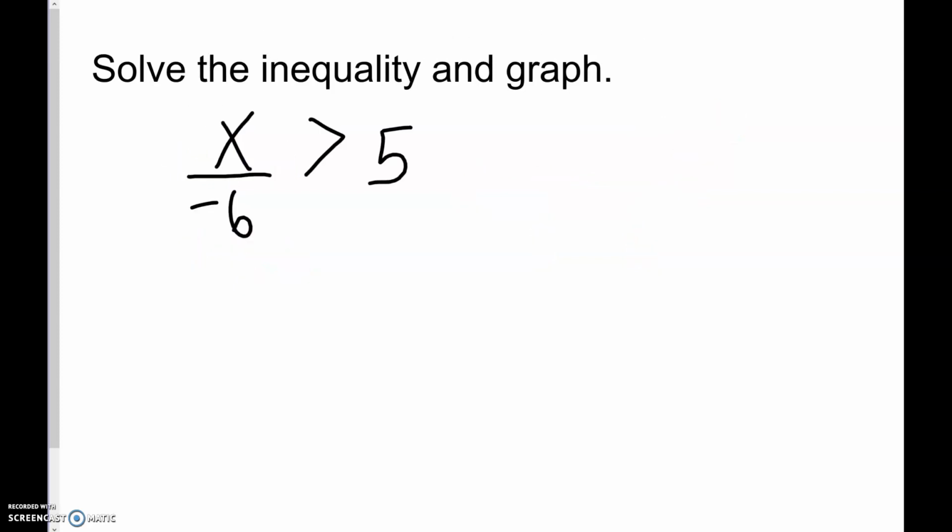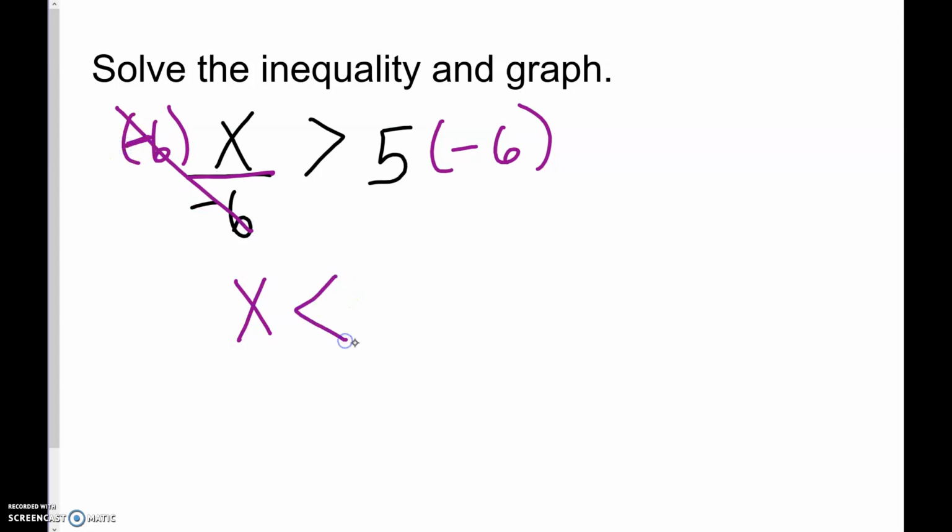All right, this says x divided by negative 6. What's the opposite of dividing? The opposite of dividing is multiplying. So we're going to multiply both sides by negative 6. Here our 6's cancel out, so we have x. And when we multiply by a negative number, we have to remember to flip that sign. And then we get negative 30.